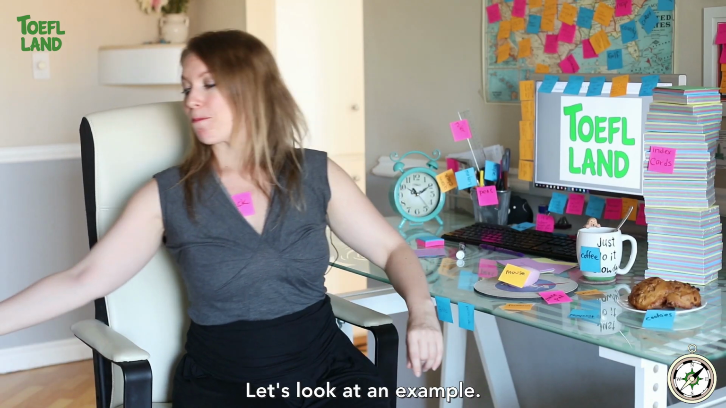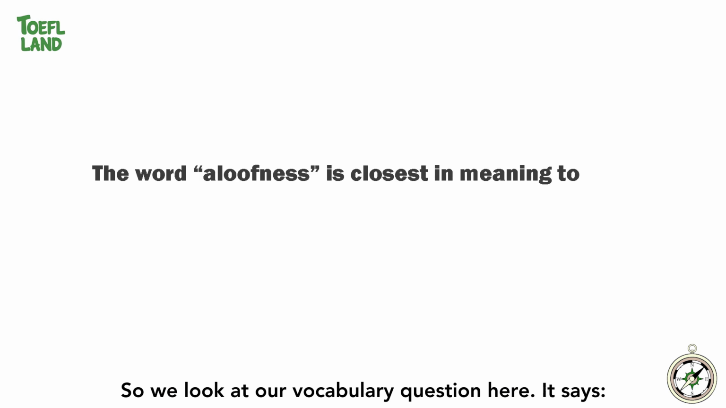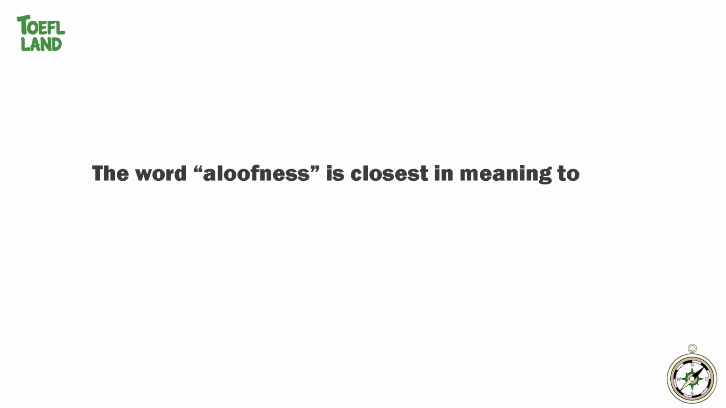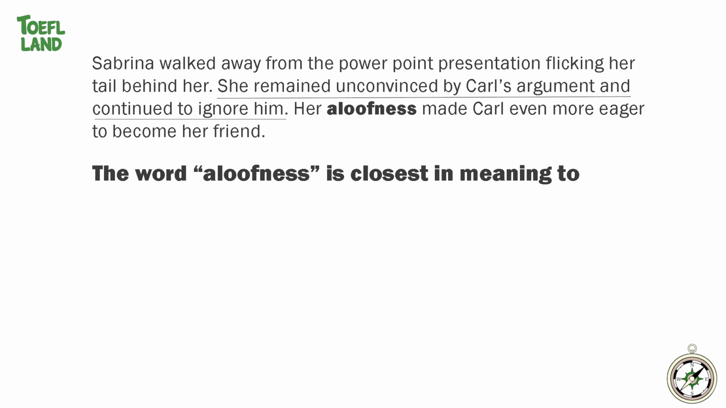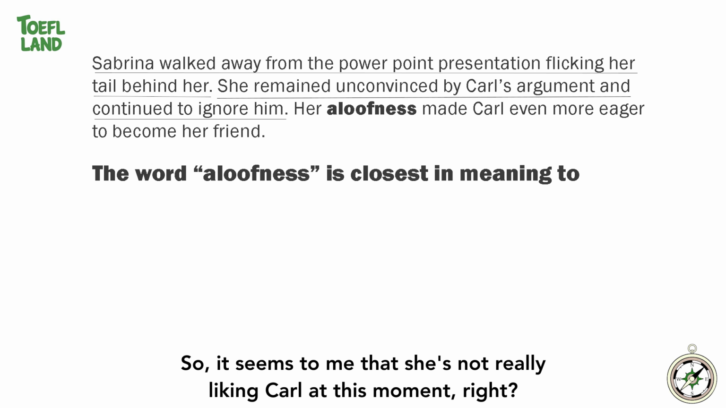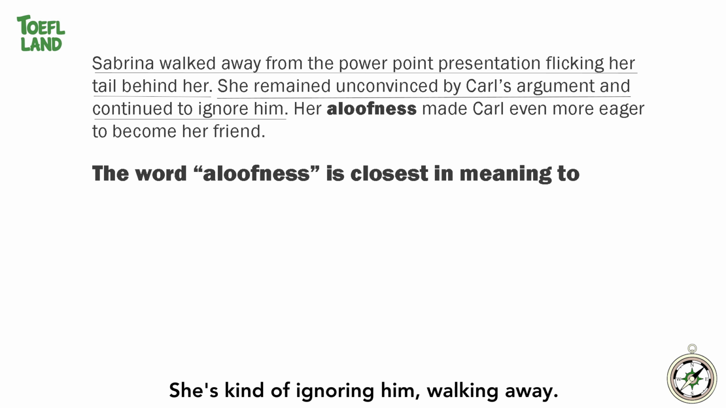Let's look at an example. So if we look at our vocabulary question here, it says the word aloofness is closest in meaning to. Now, don't look at your answer choices yet. First, gather context clues. If we look at the sentence before our word aloofness, she remained unconvinced by Carl's argument and continued to ignore him. If we even move one sentence back, she walked away. Sabrina walked away from the PowerPoint presentation. So it seems to me that she's not really liking Carl at this moment, right? She's kind of ignoring him, walking away.